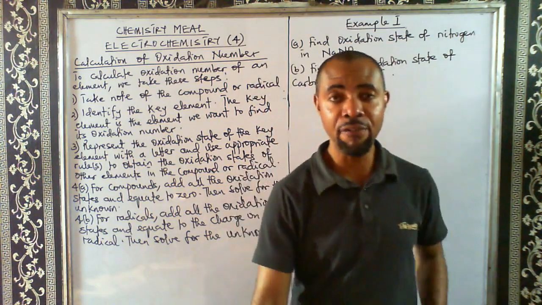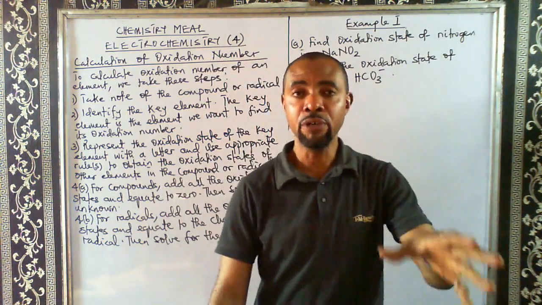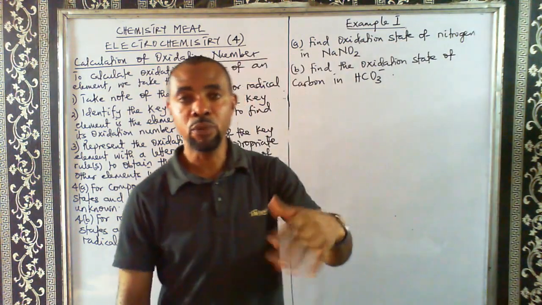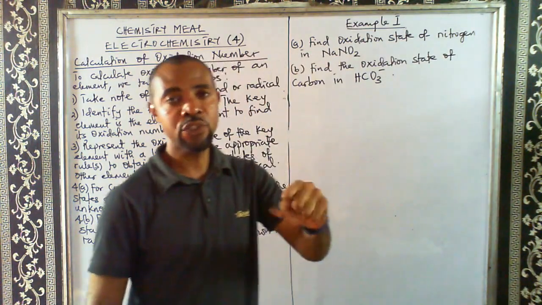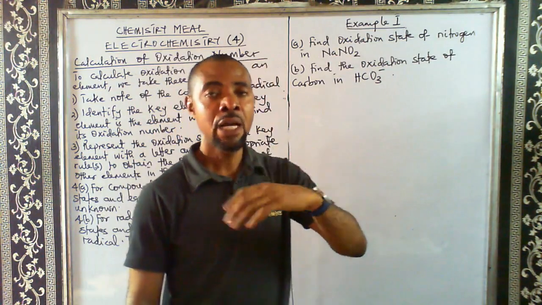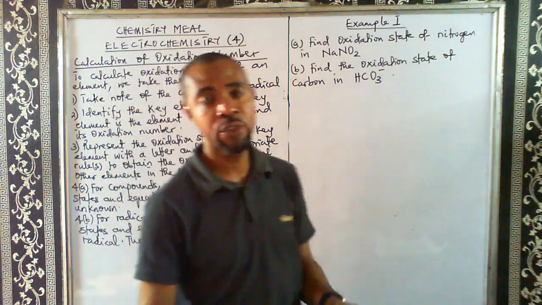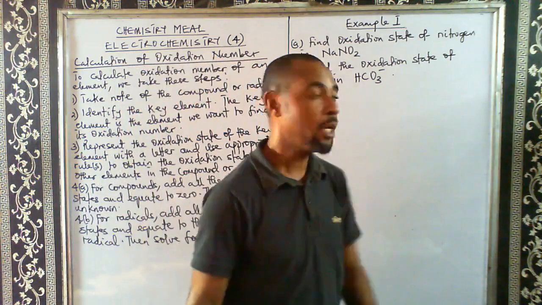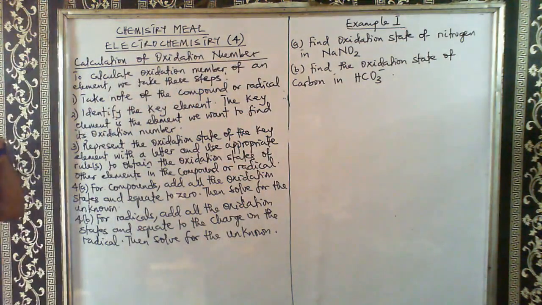You remember that in the first part of oxidation, we looked at the meaning of oxidation and reduction. In the second part, we considered oxidation number. In the third part, we looked at rules guiding oxidation number of elements. And in this part now, we are looking at calculation. So if you don't know the rules, you may have problems trying to follow us. But let's get down to business.